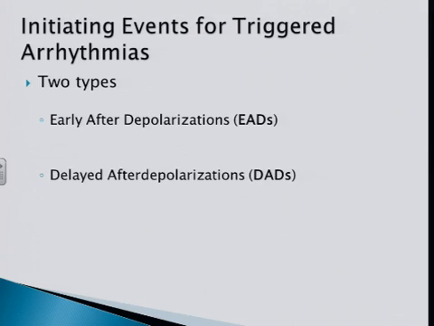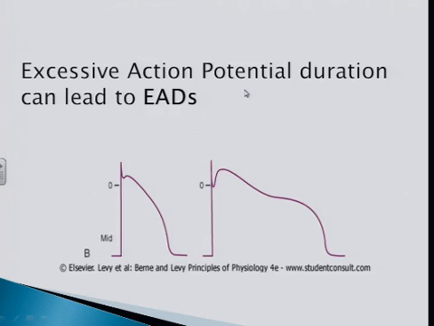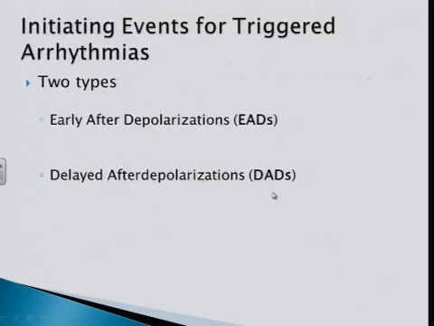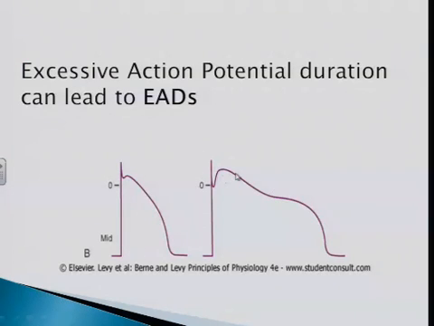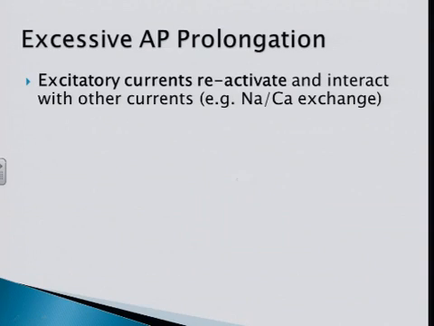And in general, we talk about triggered events in 2 types: early after depolarizations and delayed after depolarizations. And they're fairly easy to interpret. Early after depolarizations are sudden depolarizations of the membrane that occur early. They occur during late repolarization. So they start out, and a lot of times they will start looking like excessive action potential prolongation, which might occur under certain conditions. And this excessive action potential prolongation has excitatory currents that during that repolarization there, we're generating sodium-calcium exchange.